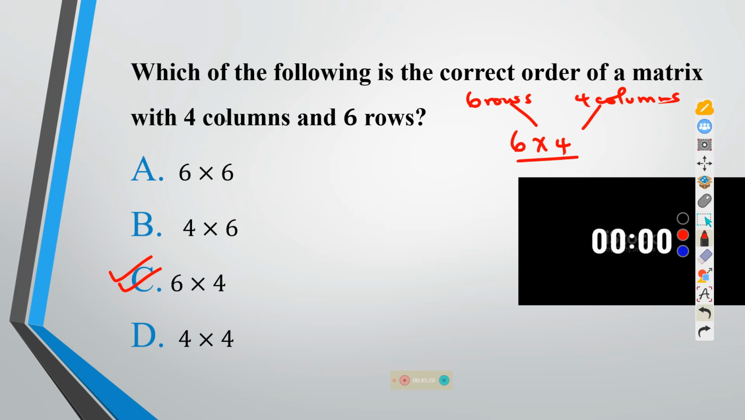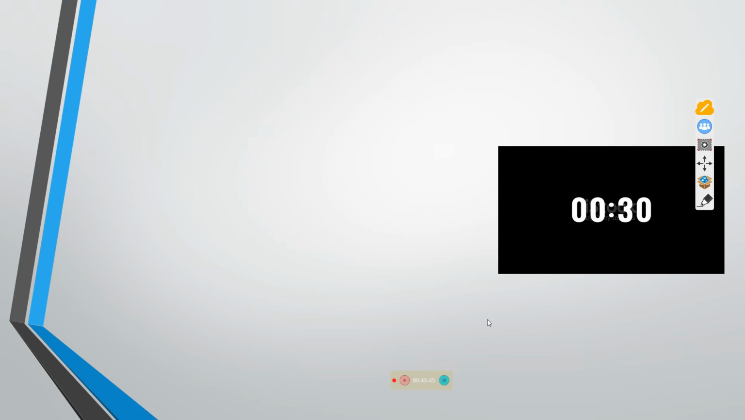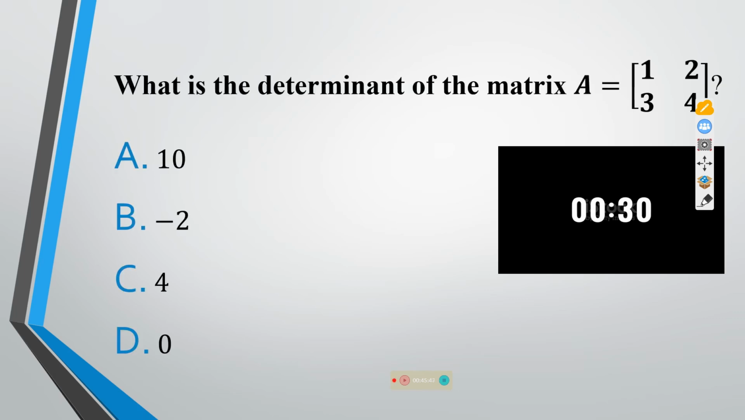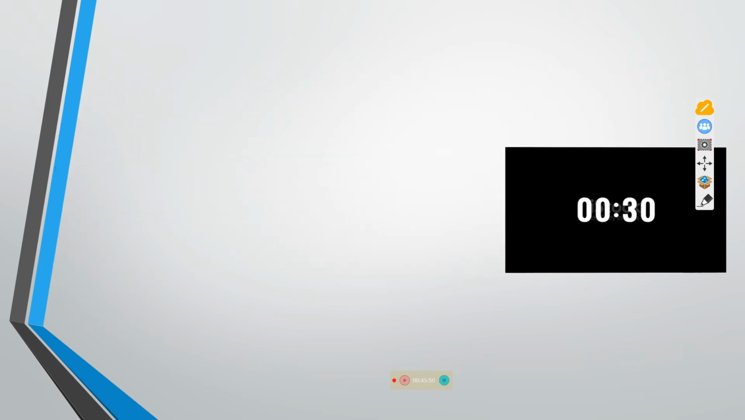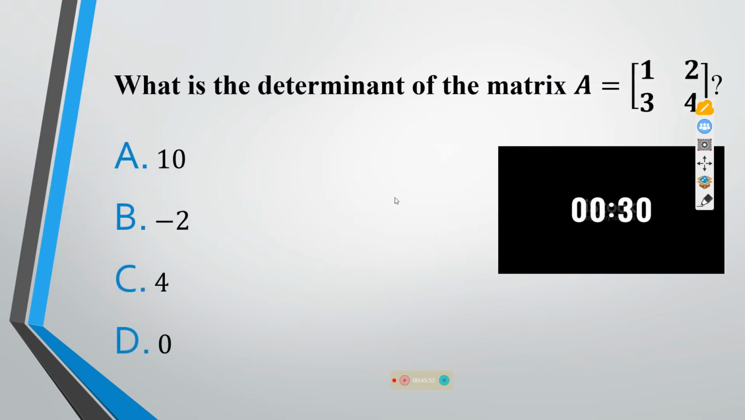When you are writing, you don't begin with columns. So don't say 4 by 6. This one will be wrong. So it has to be 6 by 4. So that would be the correct answer. So that is answered. So let us look at the next question. You have only 30 seconds to have that one answered.